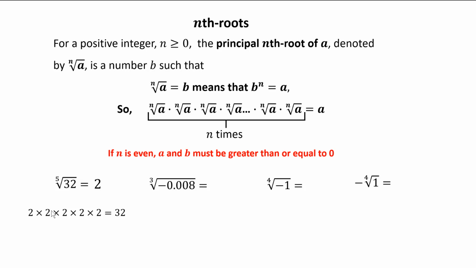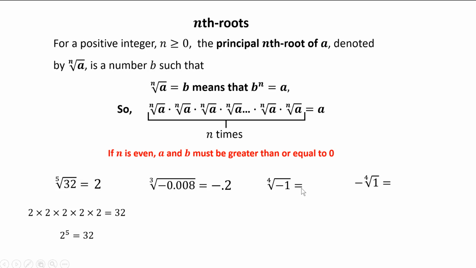Now, the cube root of -0.008. That means the number you would multiply by itself 3 times to get -0.008. The cube root of -0.008 would be -2/10, because -0.2 times -0.2 times -0.2 is -0.008. You can punch it in your calculator and find out. Notice this is a negative number under the radical sign. That's okay as long as this index here is odd.